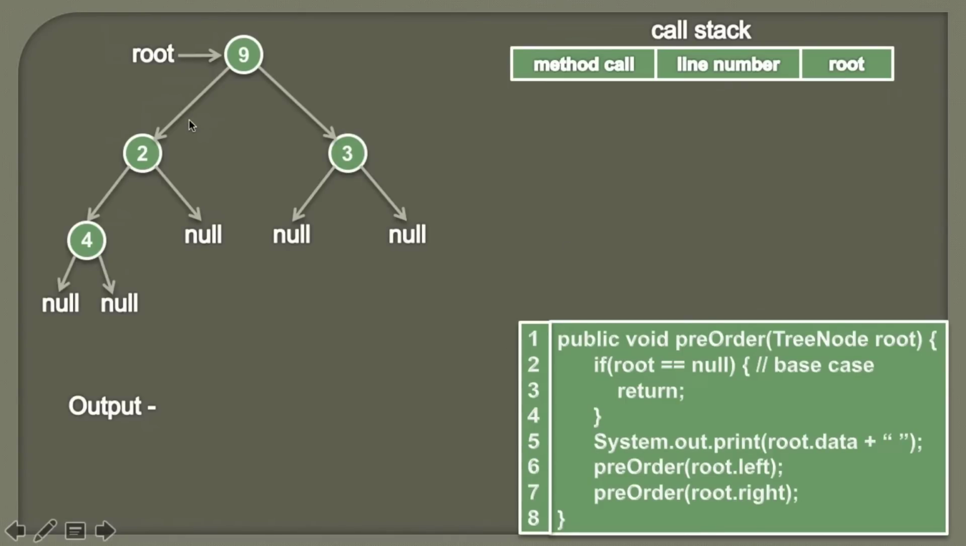So friends, suppose we want to traverse a tree whose root is 9 and whose left is a node having data as 2 and its left is having data as 4, and the right of node having data as 2 is null, and the root 9 also has the right subtree having the data as 3 and whose left and right subtrees are both pointing to null.